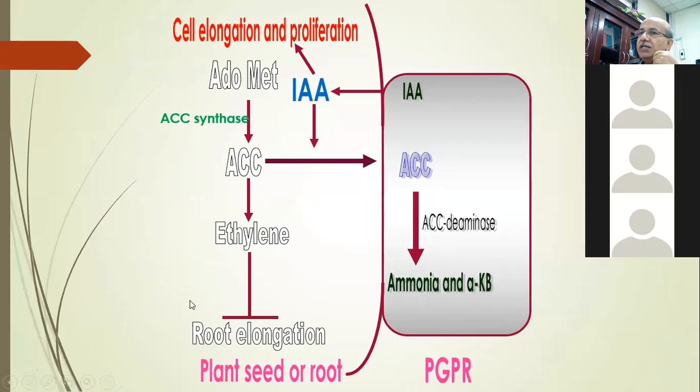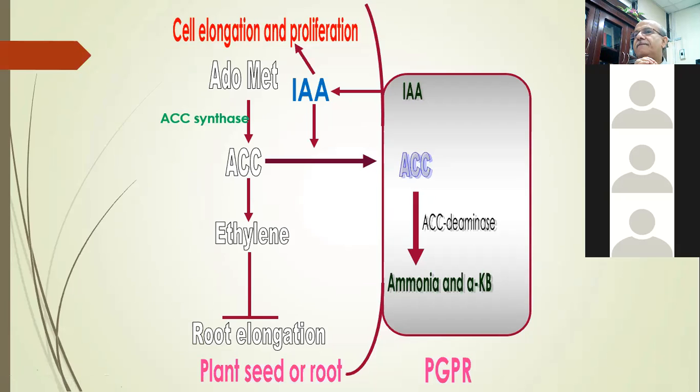And in this way, this inhibitory effect of ethylene is removed. Is it clear now? Yes, sir. And sir, ACC is produced during stress condition. Yes, more ACC is produced. ACC is produced under normal conditions as well, but under stress conditions, it is produced more.